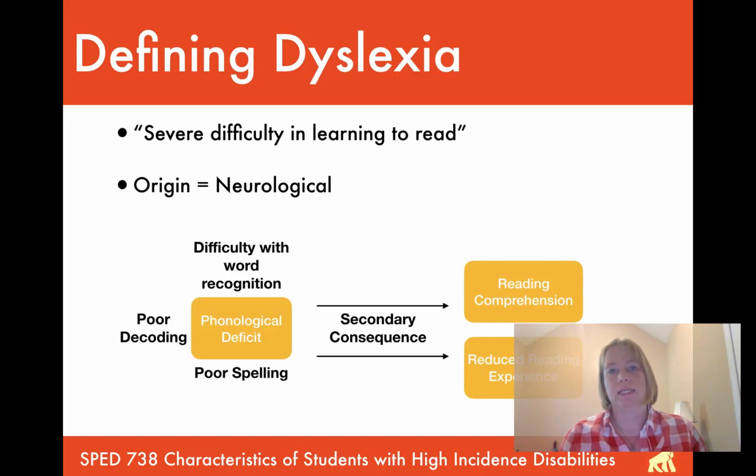But the other secondary consequence of this is that these students really have a reduced reading experience. Reading's a challenge. Typically they don't like to read because it's hard, and so they read less. And what that means is as you read less, your gains in reading plateau, or they're not matching their typical neurologically developing peers. So there's really 3 things going on here that are really impacting students in the classroom with reading.